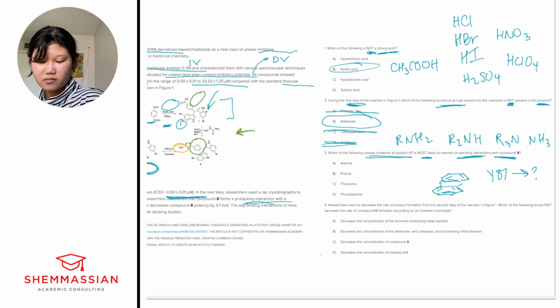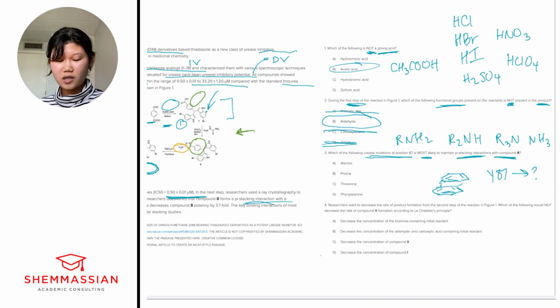So which amino acid in question 3 can do a pi stacking interaction? That is essentially what the question is asking. So this requires knowledge of amino acid structures. Alanine has one carbon sticking out as its R group. Proline looks like this. Its R group looks like that with 3 carbons.